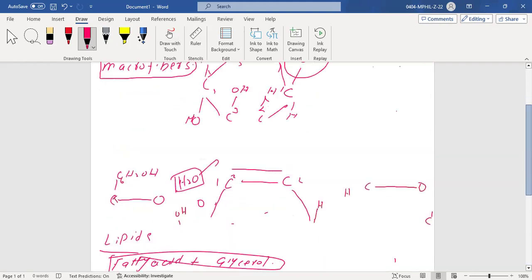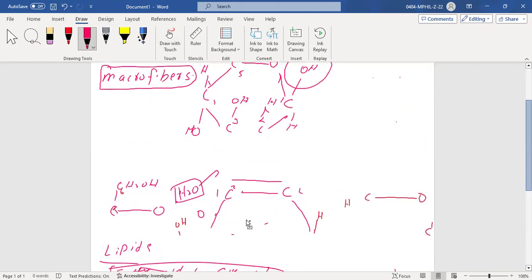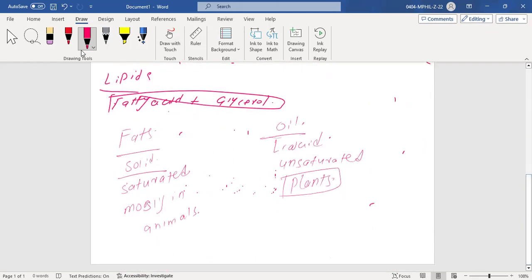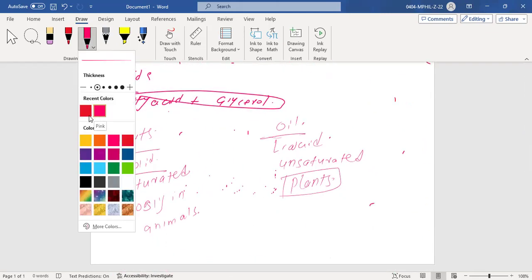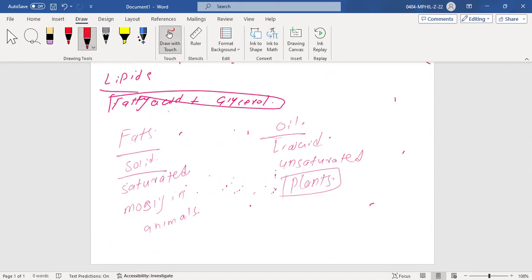So let's talk about fats. Alt plus shift plus... what is it? You can't select it, anyway. So, fats.